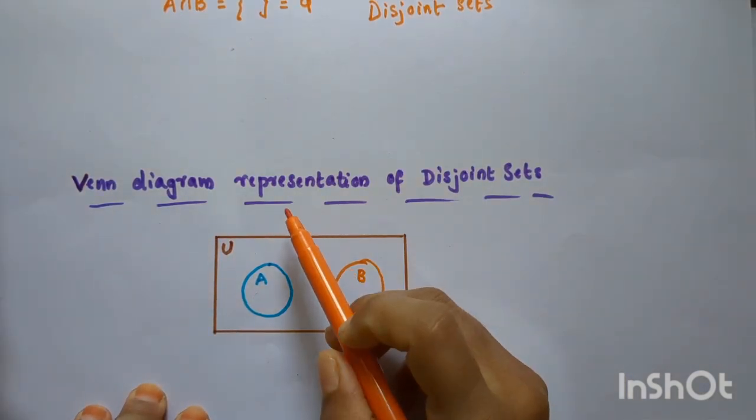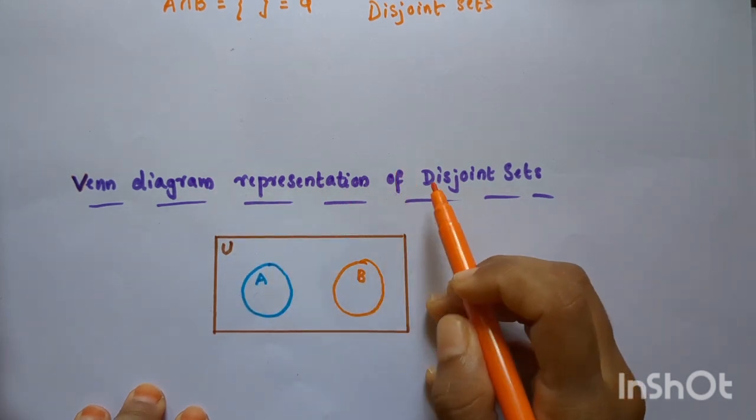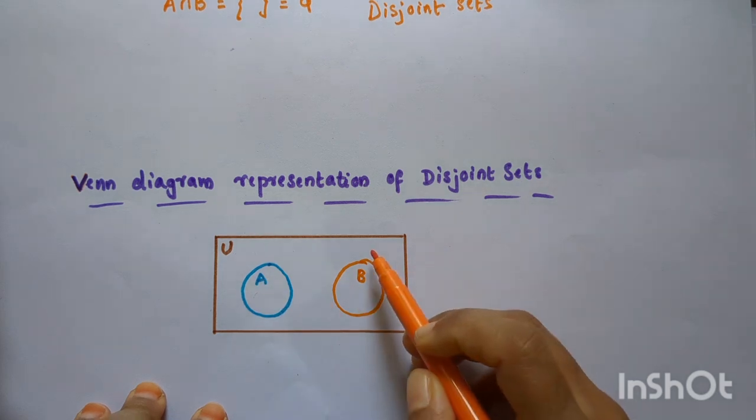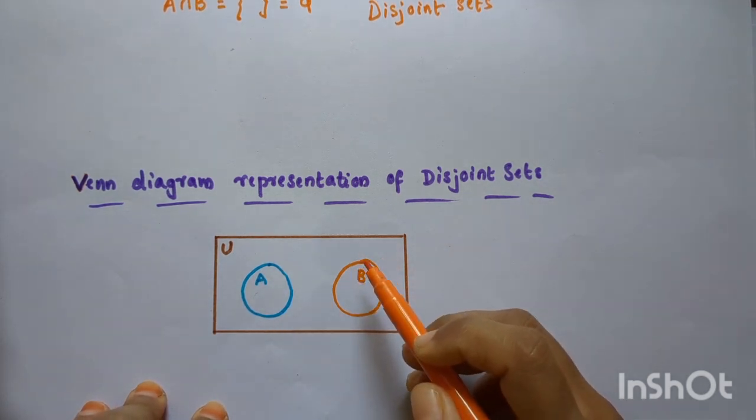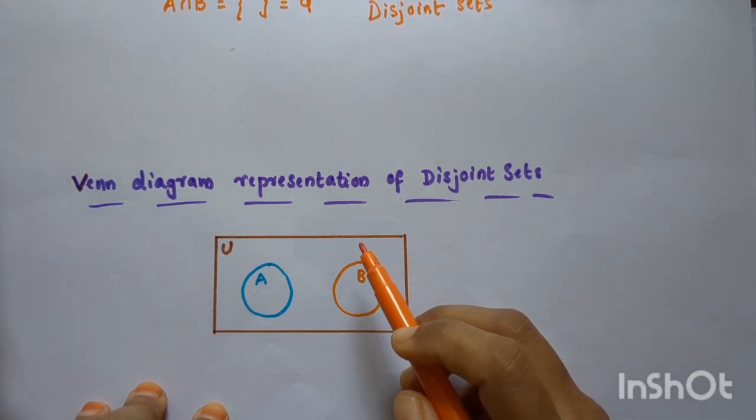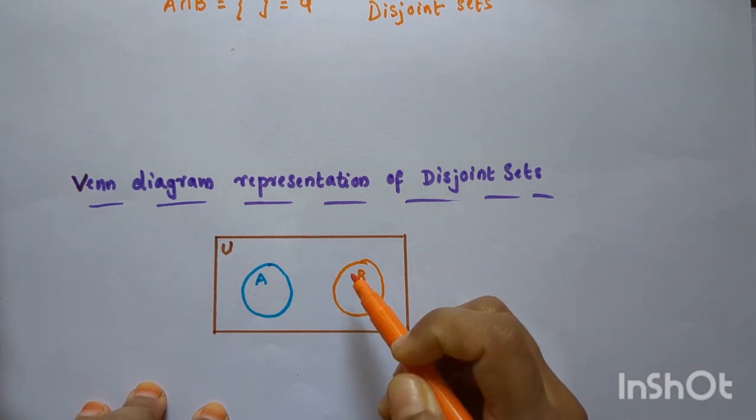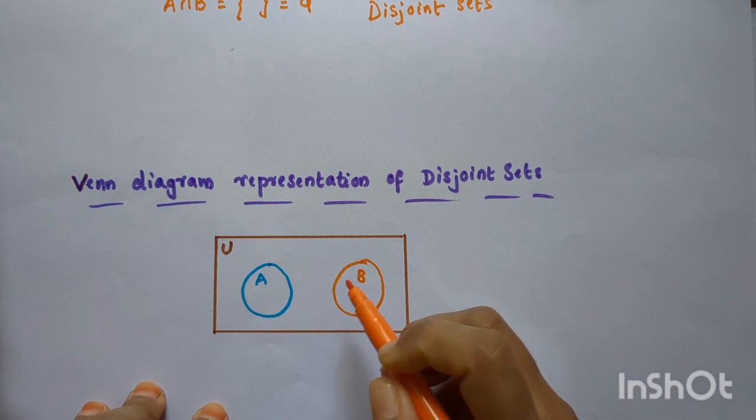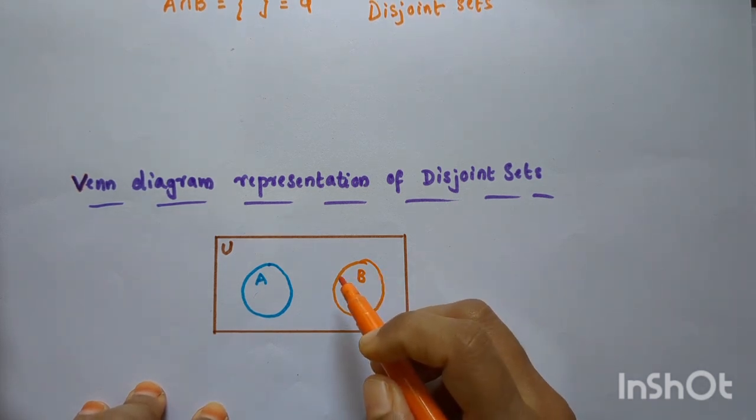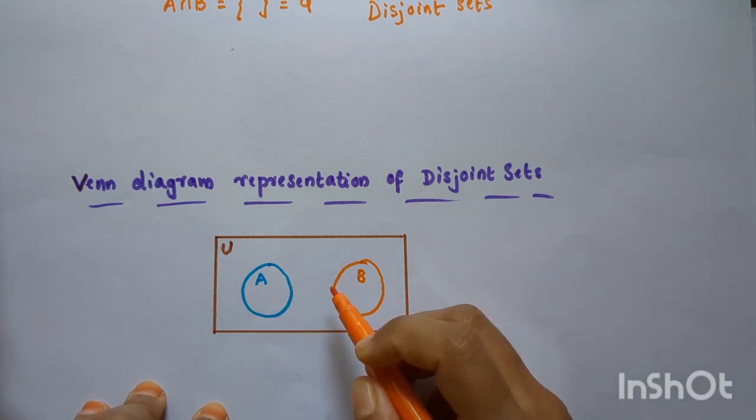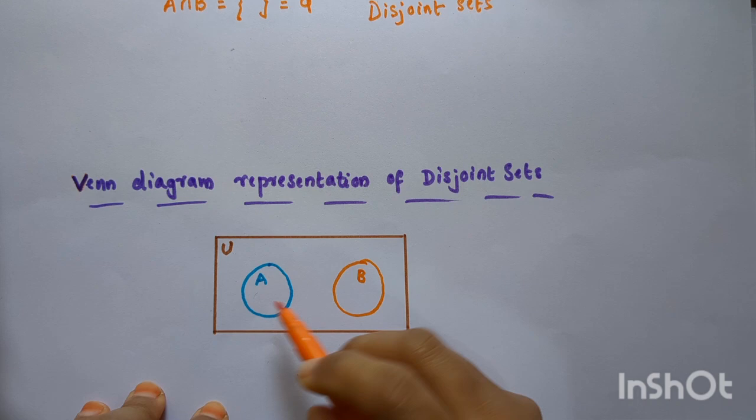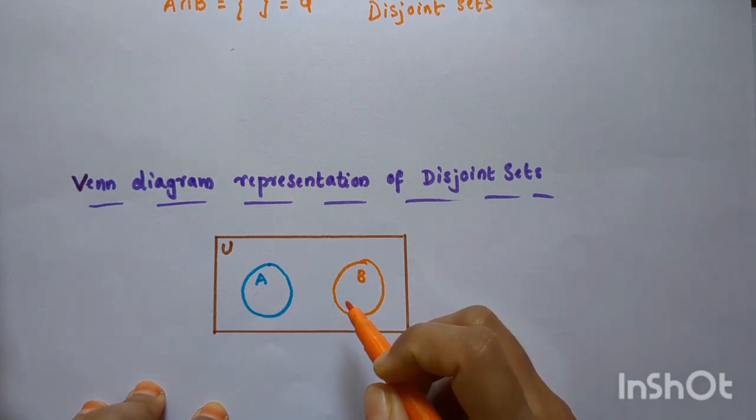Now, when we consider the Venn diagram representation of disjoint sets, you see this rectangle is the universal set. We have set A here, we have set B here. When we consider disjoint sets, A intersection B must be a null set. That means there should not be any common points for A and B. That is, there should not be any common portions shared by both A and B. So, you see here A and B are drawn separately, because these two are disjoint sets. So, this is the Venn diagram representation of disjoint sets.